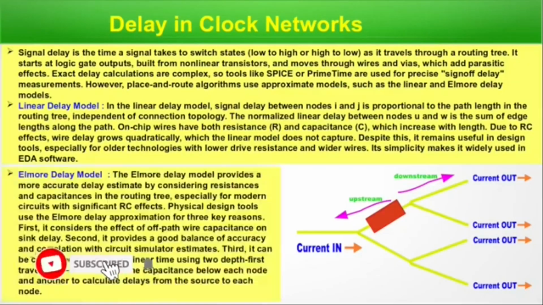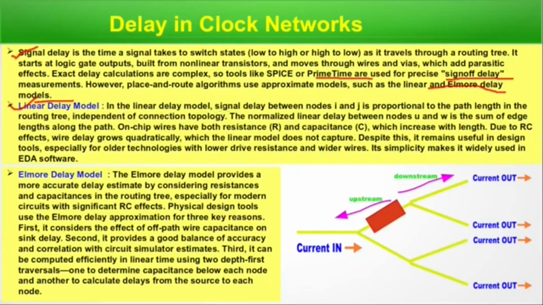Delay in clock networks. Signal delay is the time a signal takes to switch states, that is low to high or high to low, as it travels through a routing tree. It starts at logic gate outputs built from nonlinear transistors and moves through wires and vias which add parasitic effects. We all know about parasitic effects of wires. In our interconnect series, we have discussed that parasitic effect in detail. Now, exact delay calculations are complex, so tools like SPICE or PrimeTime are used for precise sign-off delay measurement. However, place and route algorithms use approximate models such as linear and Elmore delay models.